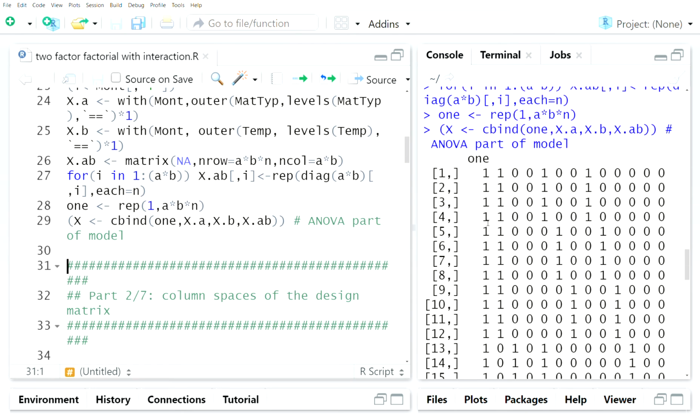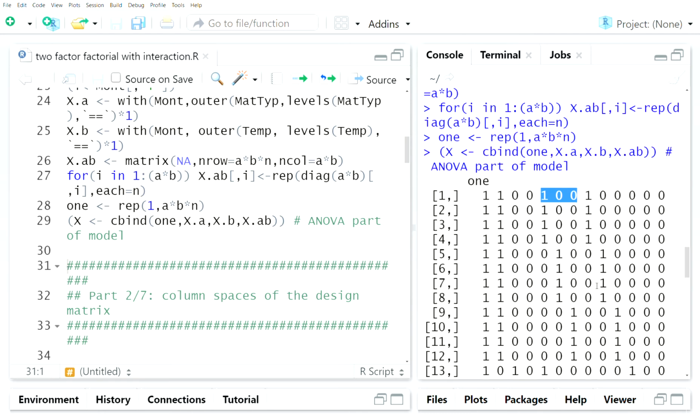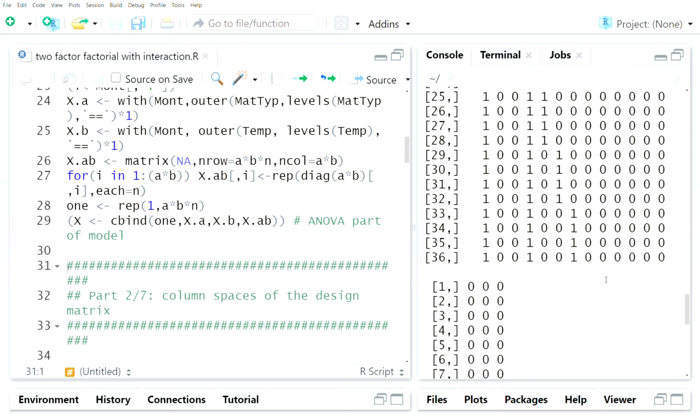Unfortunately, it wrapped in R. So the first column is all ones corresponding to the mu parameter. The next 3 correspond to factor A. The next 3 correspond to factor B, and then the next 9 correspond to the interaction space.